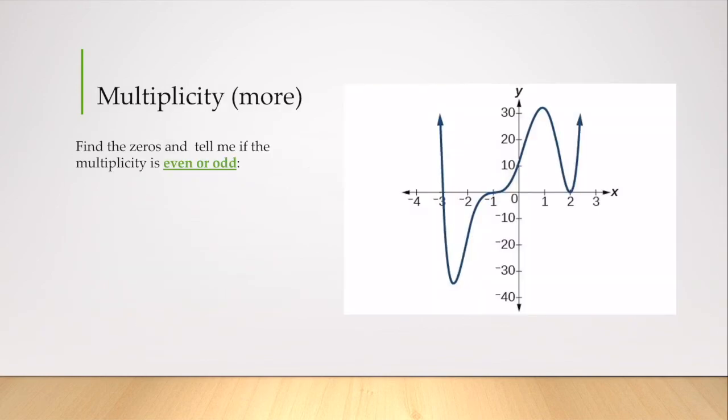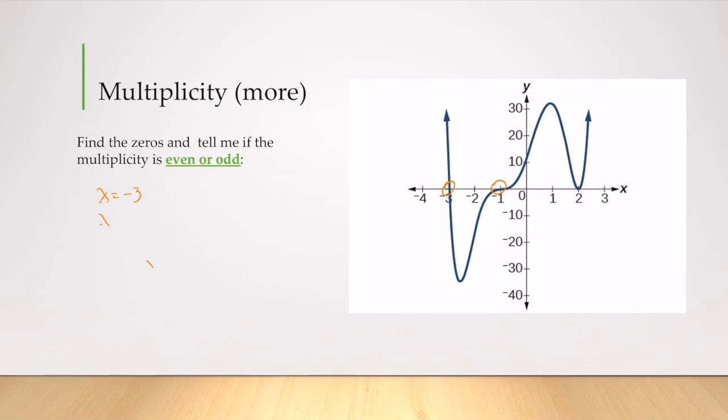So let's find my zeros and tell me if the multiplicity is even or odd. So my zeros are when x is negative 3, negative 1, and 2. I want to know if there's an even or odd multiplicity. If there's an even multiplicity, my graph touches the x-axis. If there's an odd multiplicity, my graph crosses the x-axis. So negative 3 and negative 1 are both going to be odd, and x equals 2 is going to be even because my graph just barely touches the x-axis.